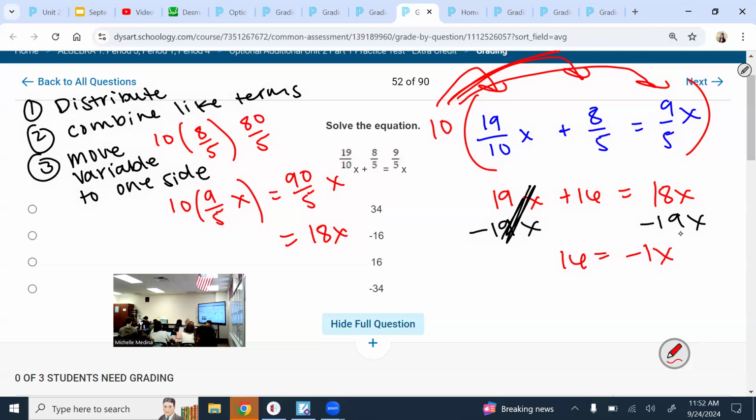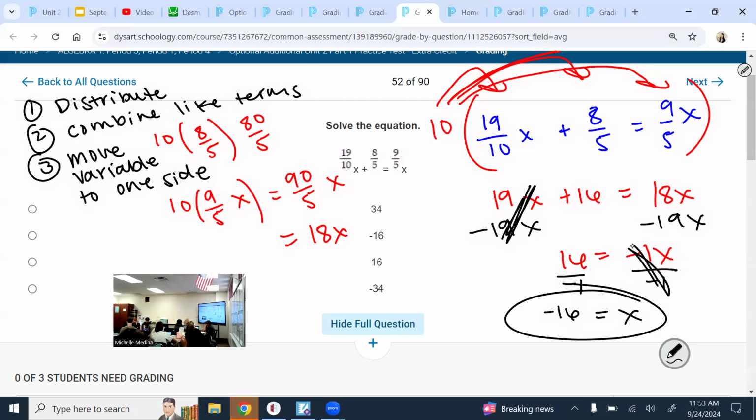So the x is technically not isolated yet. Right now it's being multiplied by negative 1. What's opposite of doing that? Opposite of multiplying. So we're going to divide both sides by negative 1. And that makes our final answer negative 16.